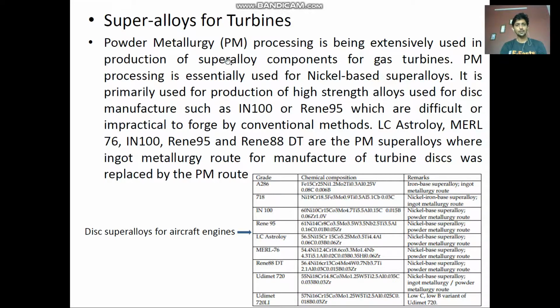The powder metallurgy process is extensively used in the production of super alloys for components of gas turbines, specifically the turbines of a gas turbine engine. Looking at this chart, there are different grades of super alloys used for a gas turbine, and their compositions are given. For example, the first one, the A286 grade super alloy, has iron, chromium, nickel, molybdenum, titanium, aluminium, steel. Like that, there are many compositions, and remarks are also given because each is a certain grade of super alloy. It is iron based because of the iron content.